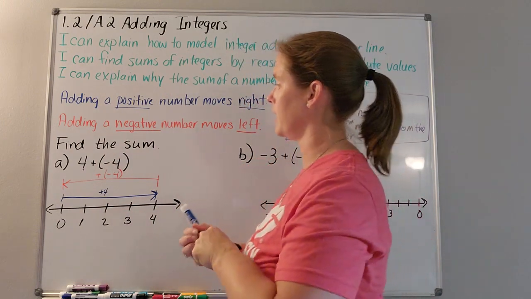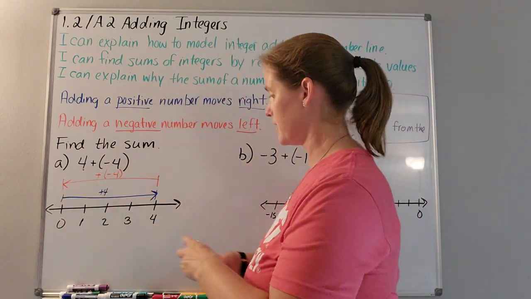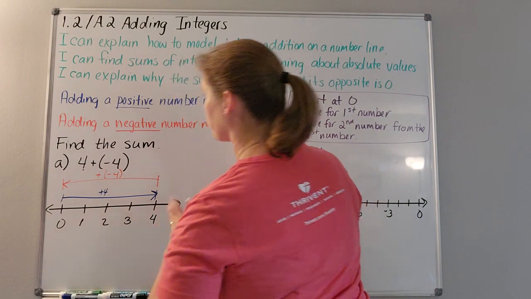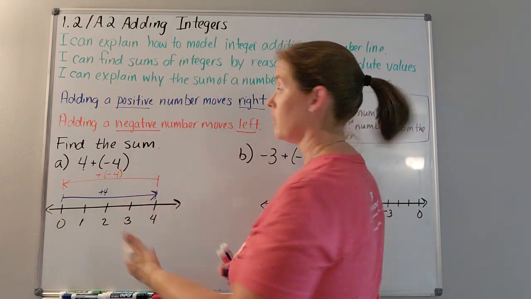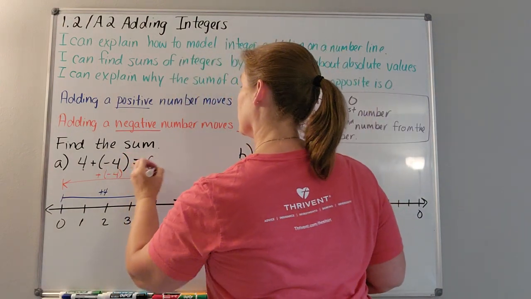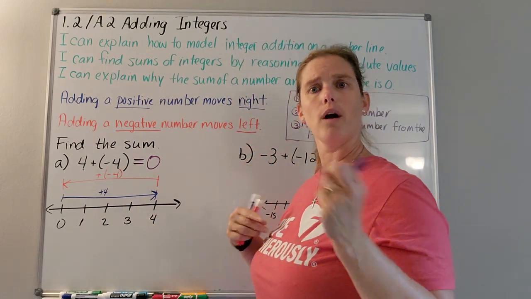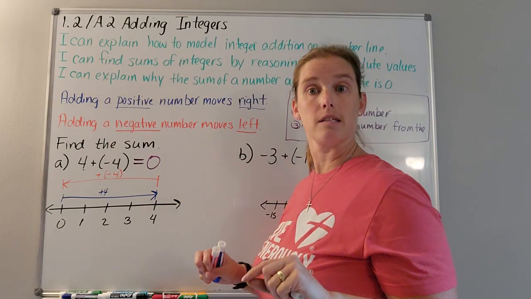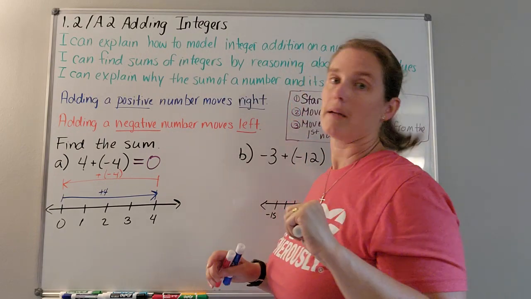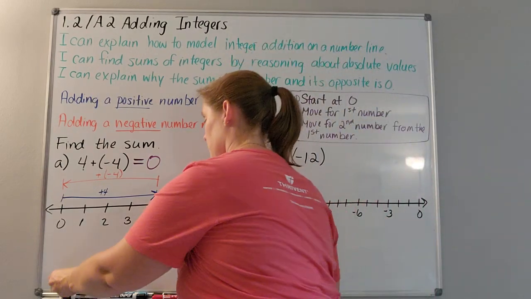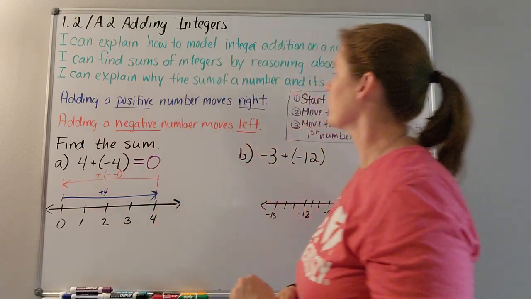So where did I end up? I ended up back at 0, which means our answer, 4 plus negative 4, equals 0. Got right back where we started. And what do we notice about 4 and negative 4? That's right, they're opposites. Tuck that away, because we're going to talk about that in a little bit. All right, let's look at another example.